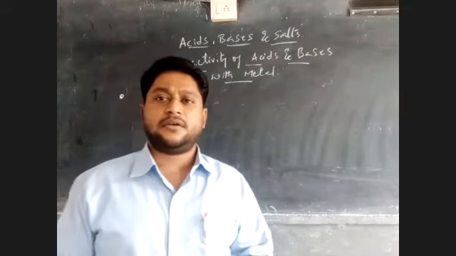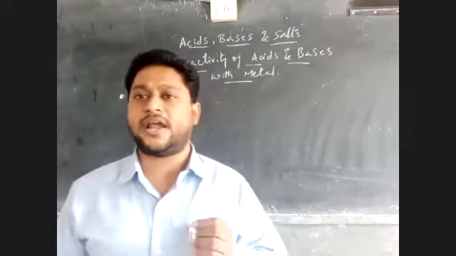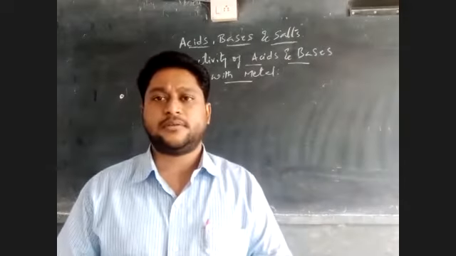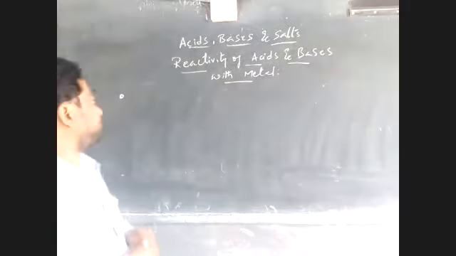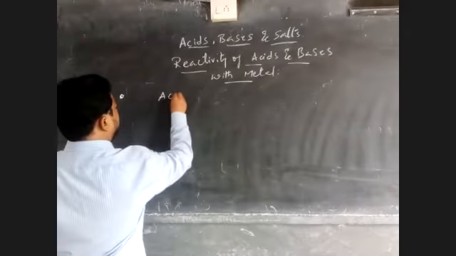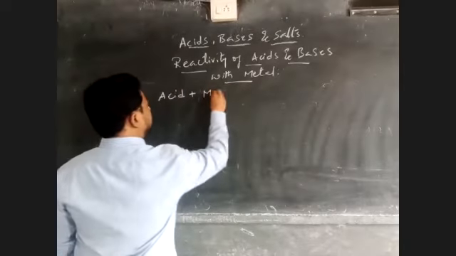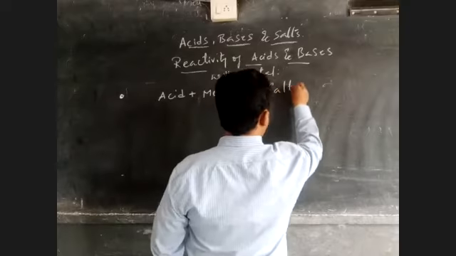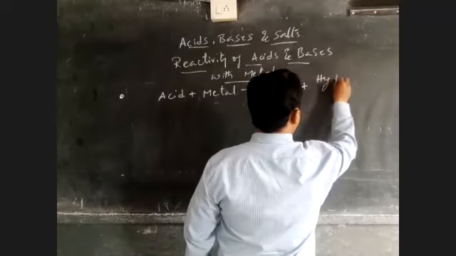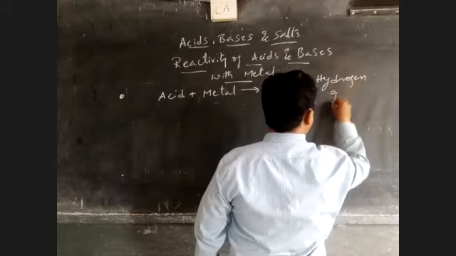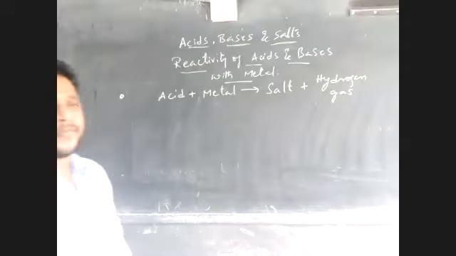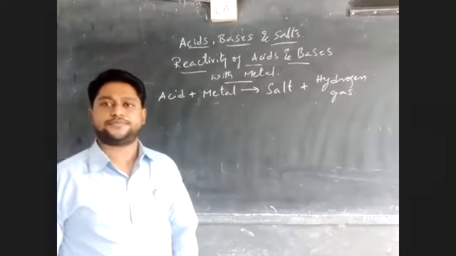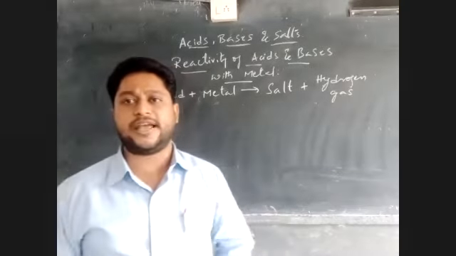First we have to write the general equation and understand what is happening when an acid or base reacts with a metal. When an acid reacts with a metal, it gives us salt and hydrogen gas. Acid when reacting with a metal gives the salt and hydrogen gas.